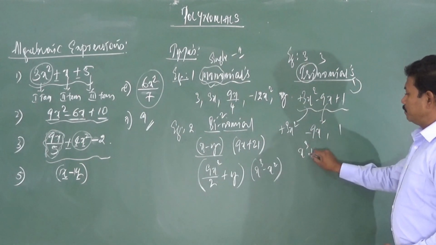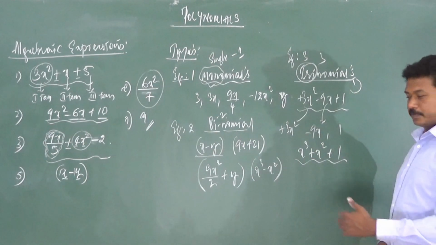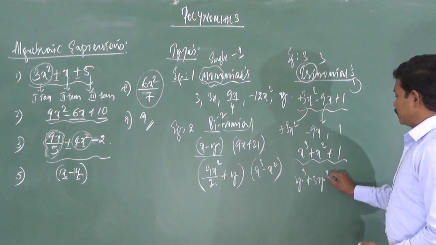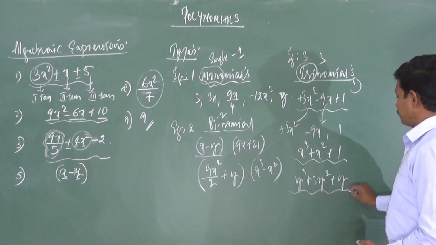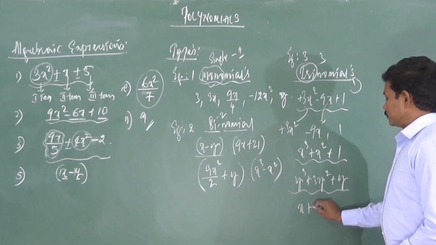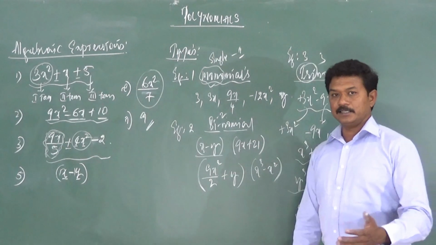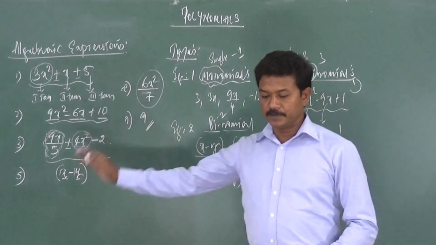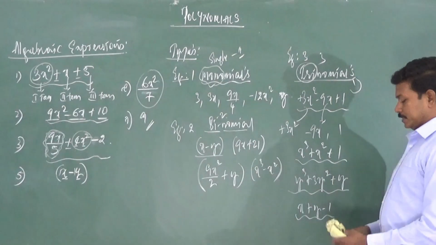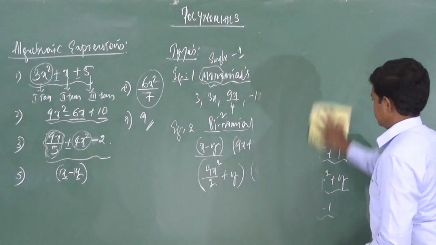x cube plus x square plus 1 is a trinomial algebraic expression. And y cube plus 3y square plus y is an example of a trinomial algebraic expression. Very simple. x plus y minus 1 is an example of a trinomial algebraic expression. These are the different types of algebraic expressions. Now we will go with the next very important concept, that is polynomials.